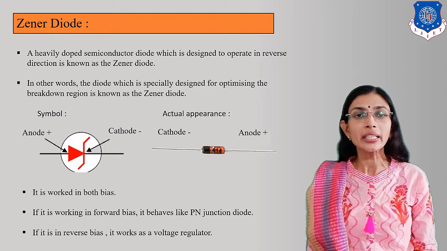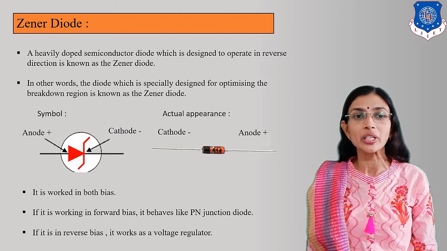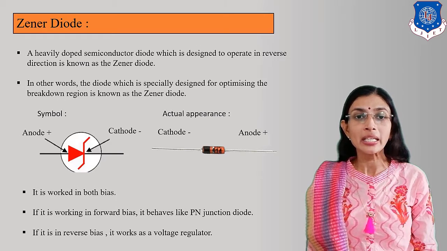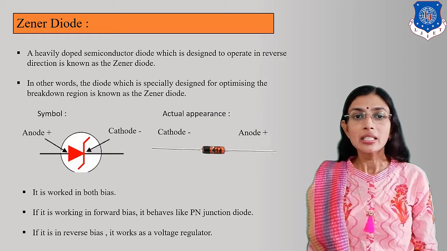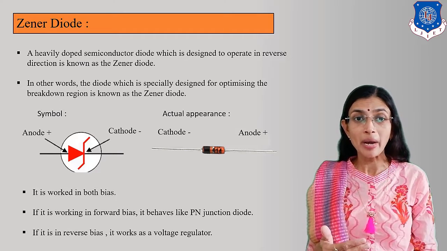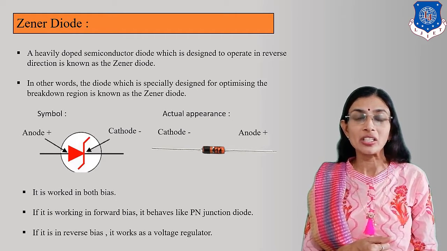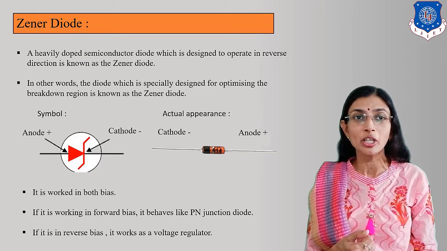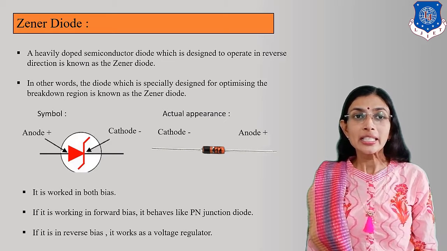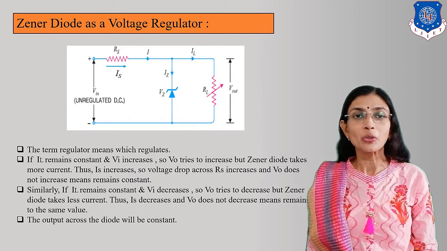It actually works in both biases, that means forward bias and reverse bias. But if it is working in forward bias, then it behaves like a normal PN junction diode. But if it is working in reverse bias, then it works as a voltage regulator. So this is one of the best applications, which regulates the voltage. So let's study the circuit diagram when Zener diode works as a voltage regulator.